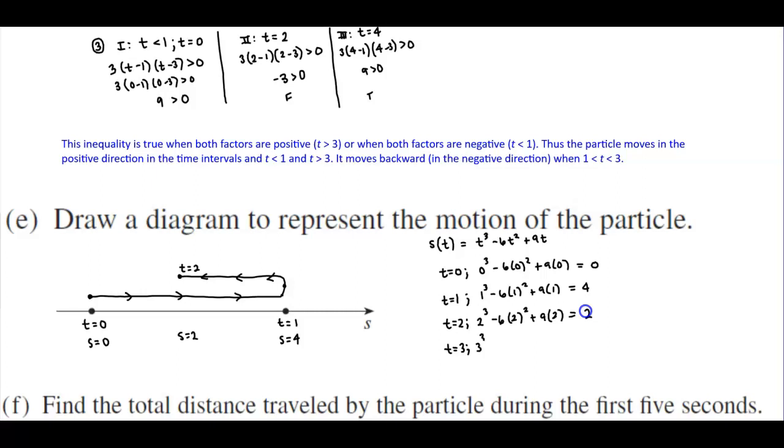Now let's find out what happens at 3. If we plug in 3 cubed minus 6 times 3 squared plus 9 times 3, that's going to give us 0. So that means it's going to start heading back towards 0. When t is equal to 3, the position is back at 0.